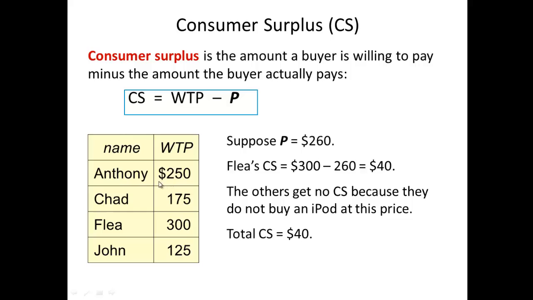And in this example, again, remember Anthony had 250, Chad 175, Flea 300, and John 125. If we use Flea as the example, she was willing to spend $300 for an iPod. But if the price was only $260, then the difference between $300 and $260 is $40. So the consumer surplus is $40.